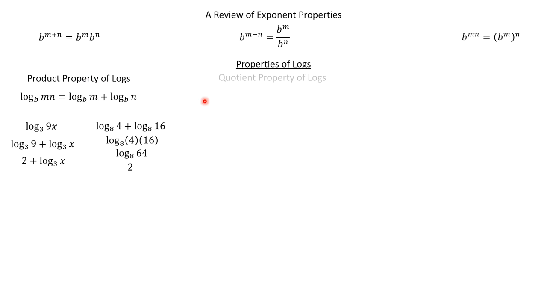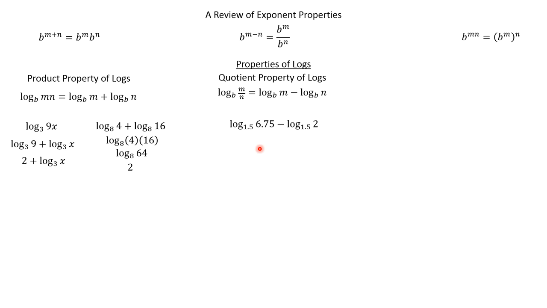So the next property is going to be the quotient property of logs. Well, that means when we had multiplication before, now we're going to be dividing two things. With multiplication, we added, so with division, we're going to subtract. It works exactly the same as these guys. So let's look at an example.